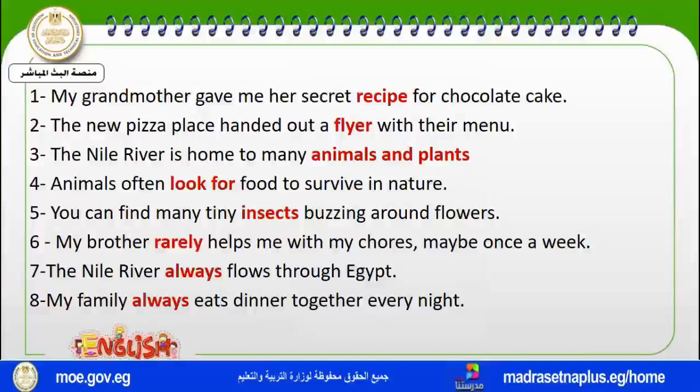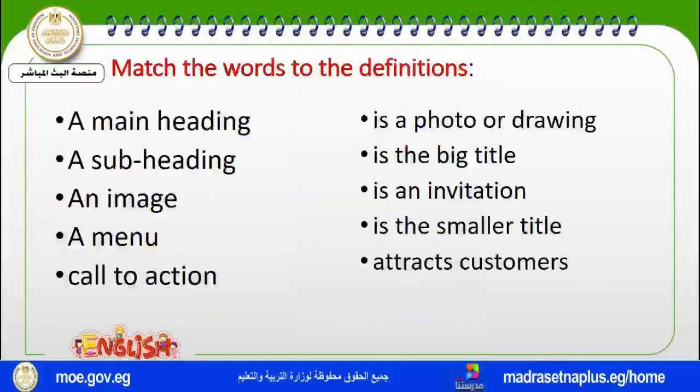So we talked about adverbs of frequency, sea animals, crocodiles, and different information. We reviewed the information, the words and the grammar we studied through this unit. Now let's make some more revision. Can you remember these words? Main heading, subheading, image, menu, call to action. Can you remember where you read them before? Yes, here in this session. They were in the flyer.